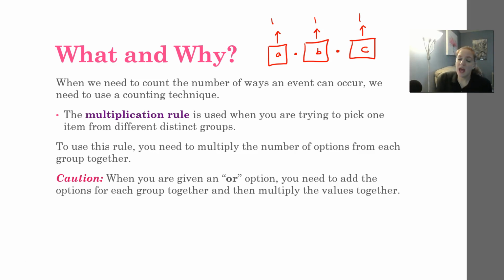Caution though, if there is a statement in which they say or. So perhaps we want to pick from this box or from this box of items. What you need to do is separately add those numbers together. So let's say that's A and B. Let's add those together and then take that number and multiply it by the rest of the groups. So just be careful if you see an or in any of your examples.